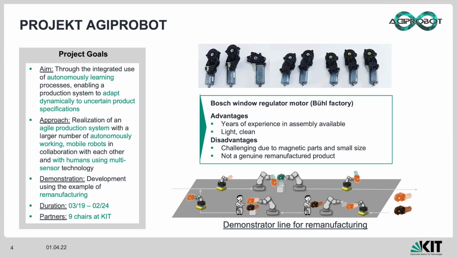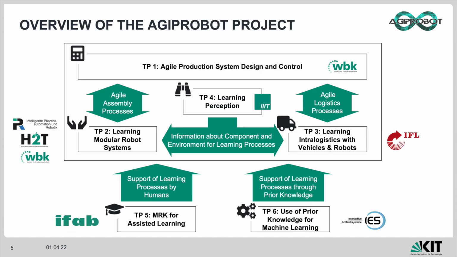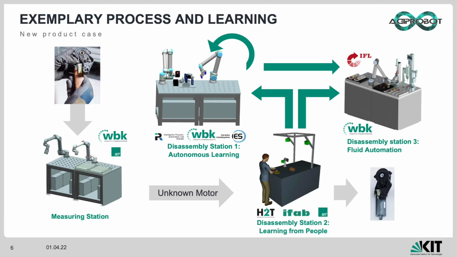This is a 5-year-long project, and it involves 9 chairs at KIT. The 9 chairs are responsible for different tasks in different fields respectively, including manufacturing, logistics, robotics, and computer vision. Also, they need to cooperate with each other to make the whole pipeline work. In our case, we divided the pipeline into 4 stations.